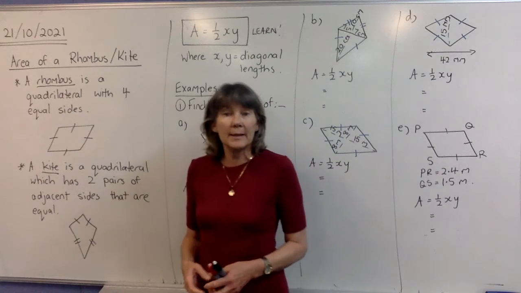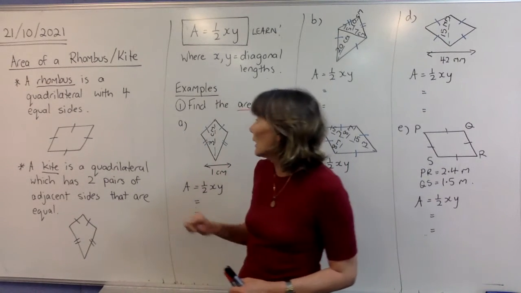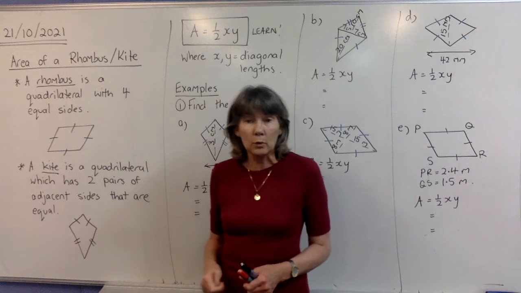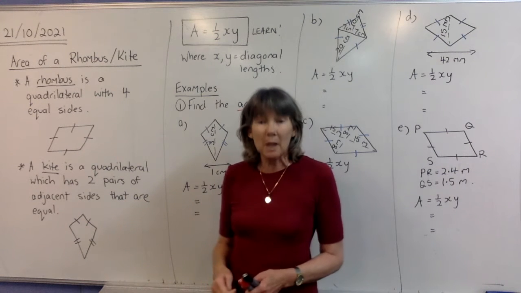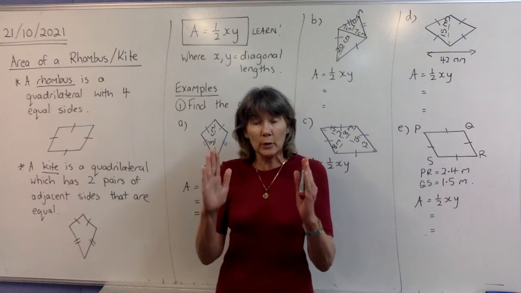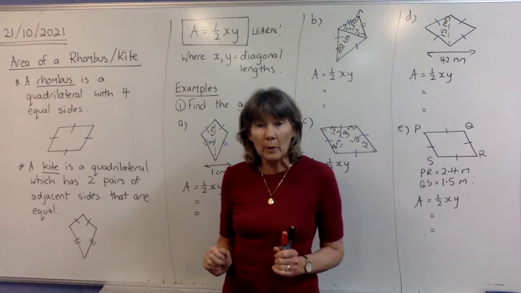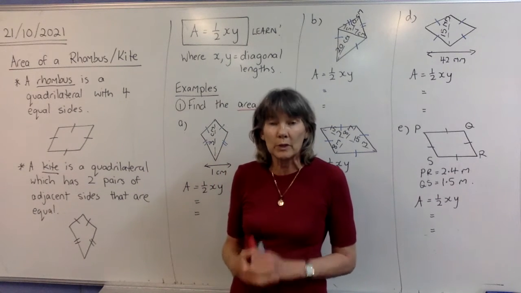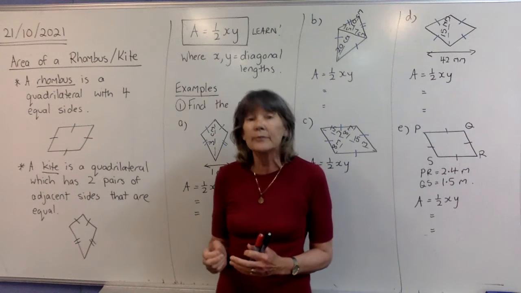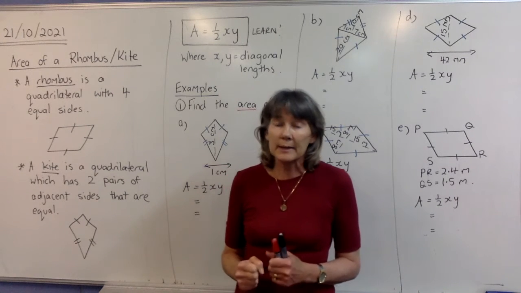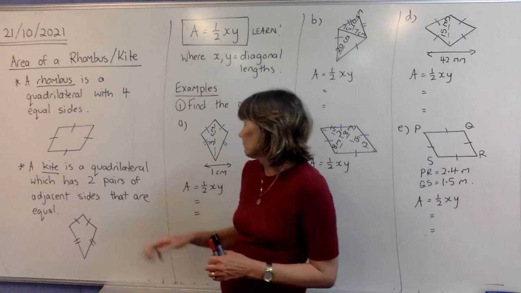So a rhombus is a quadrilateral. It has four sides, but it's got four equal sides. So a rhombus is like a pushed over square. If you get a square and tilt it one way or the other, you'll form a rhombus. It still has four equal sides. What it doesn't have, that a square does, is four right angles.